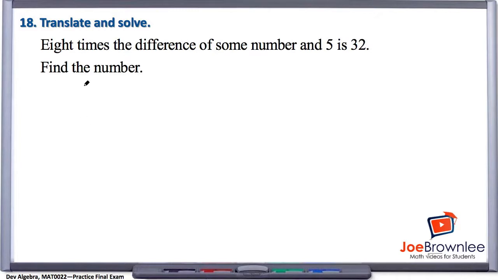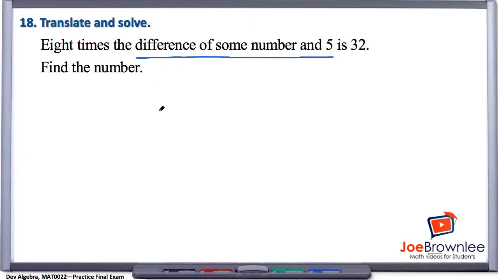So let's see what we have here. I'm going to read it one more time. They tell us 8 times the difference of some number and 5 is 32. All right, this 8 times, well, 8 times what? Well, the difference of some number and 5. So how do we write the difference of some number and 5? We know that the word difference means subtraction, and most of the time, the order that the elements are presented to you in the word problem or the word phrase is the order that we are going to write them in our equation or expression.